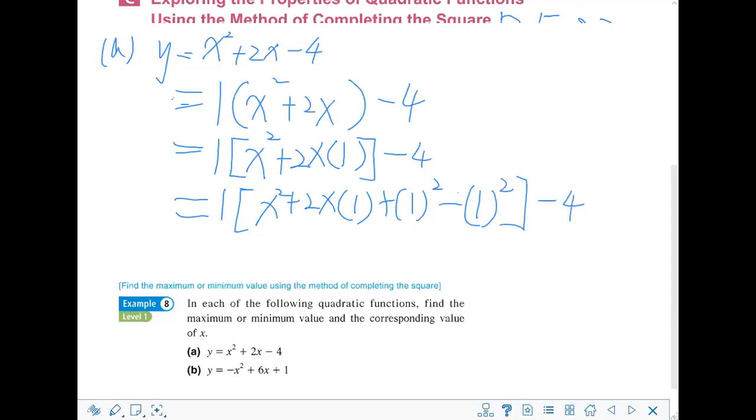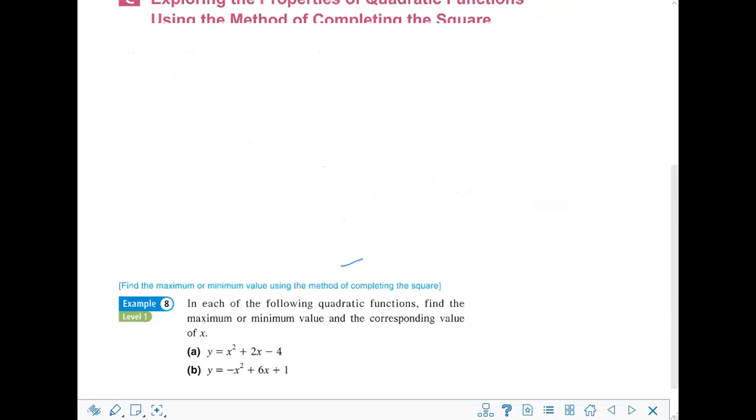And then the first three terms will form an x squared plus 2xy plus y squared. And then we will change this to be a perfect square. So that will be 1 times x plus y square, and then minus 1, and then minus 4.